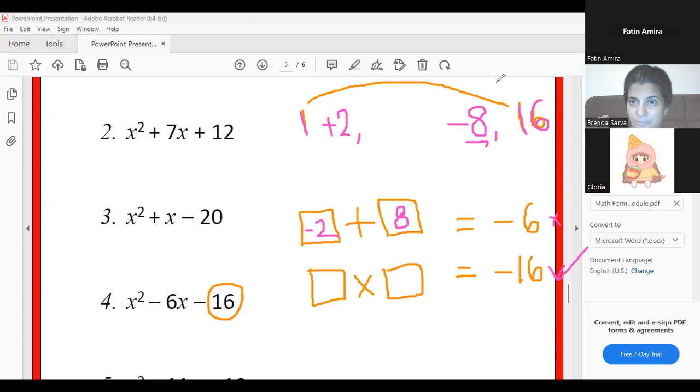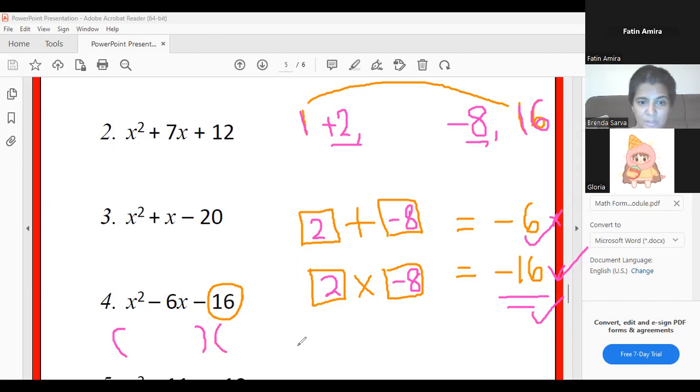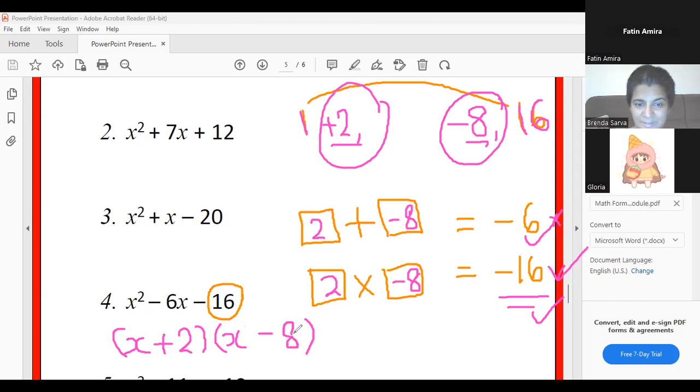Do you girls understand now? Okay? You got to twist it the other way around. So when I have a positive 2 plus a negative 8, yes, I will get negative 6. And a positive 2 multiplied with a negative 8, yes, I will get negative 16. So your factor for this question is, of course, put in your x times x squared. One factor is going to be positive 2, so it's x plus 2. And the other factor is going to be x minus 8.